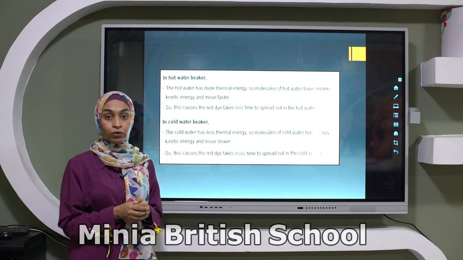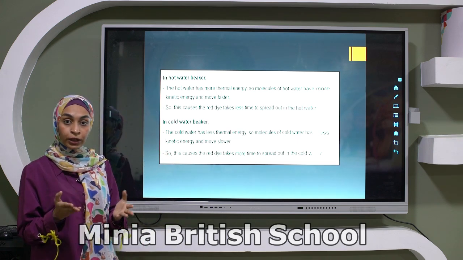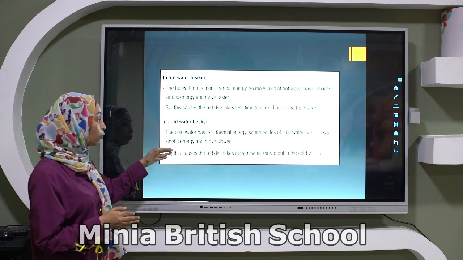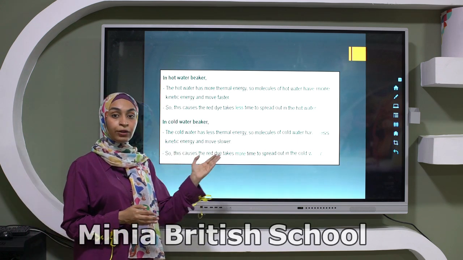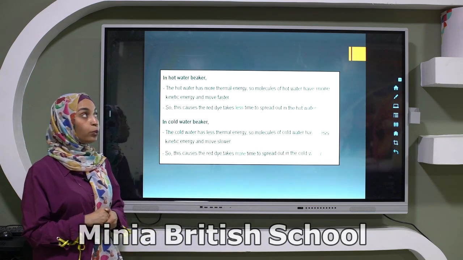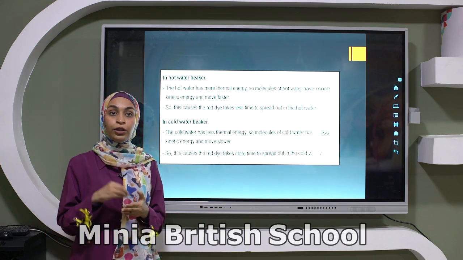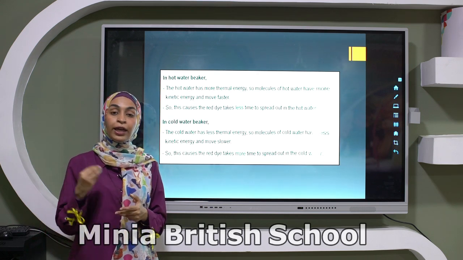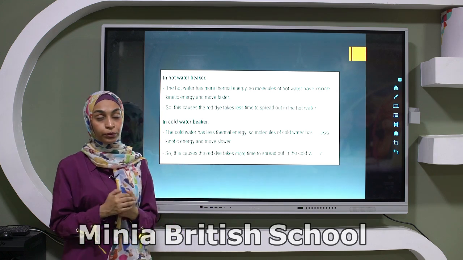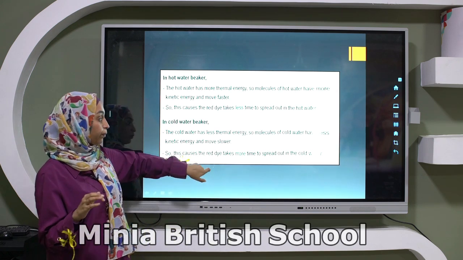While in the beaker that contains the cold water, the molecules have less thermal energy, so they have less kinetic energy, so they move slower, and the red dye takes more time to spread through the cold water. So according to the temperature, the molecules started to move and the color started to spread faster and faster. That's for lesson 3, just an activity, nothing more.